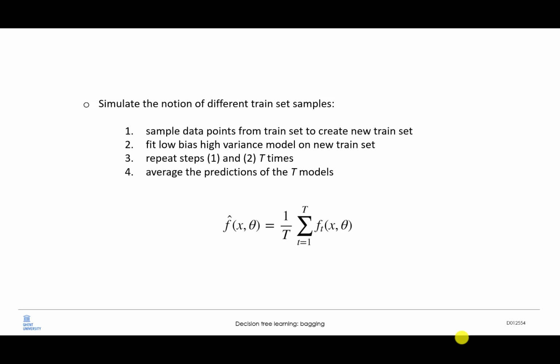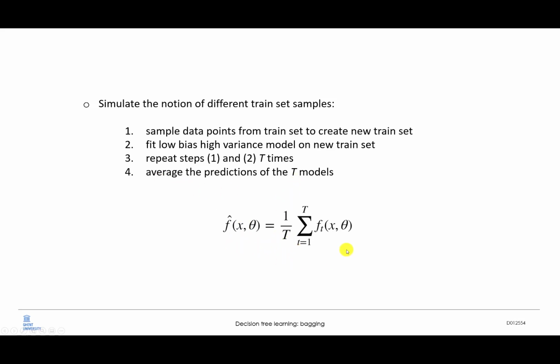So as I explained, for bagging, we get this procedure here. What you do is you sample data points from your training set to create a new training set. There are different ways to do that, and we will look at one way in the next slide. Then you fit a low bias, high variance model, because we're bagging, so we need a low bias, high variance model. In our case, this is a complex decision tree, and we fit that on this new training set. Then we repeat these steps t times, where t would be a hyperparameter of our learning algorithm. And then we would take the average of these models.